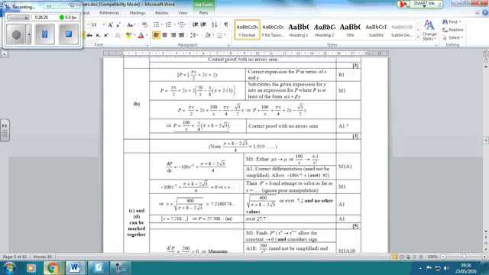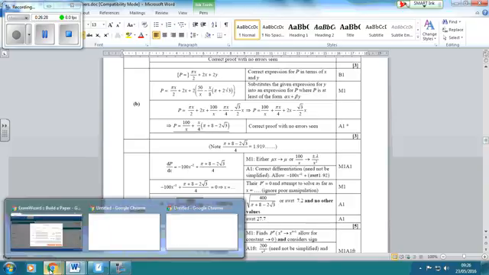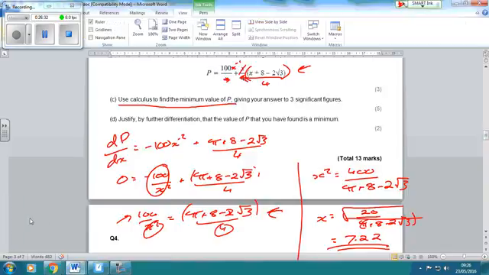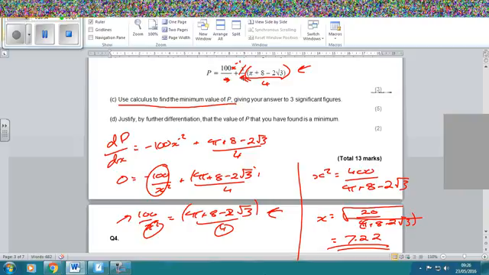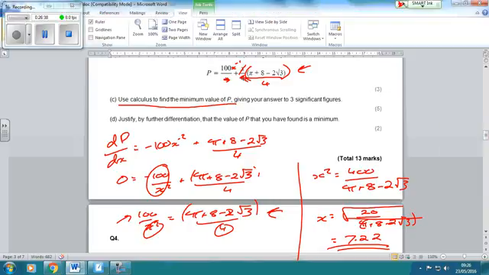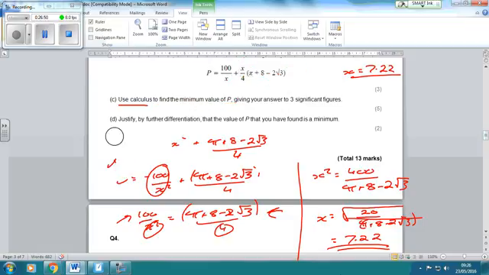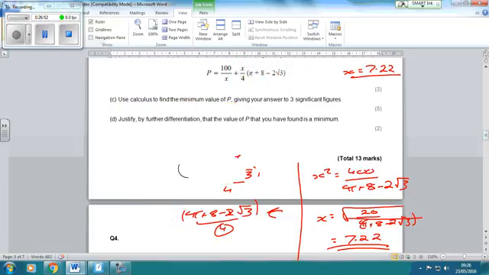Right, okay, so what we need to do is we then need to store that as our answer. Bear in mind here, we haven't answered the question yet. It says use calculus to find the minimum value of p. What we've done is we found x. So we know that x equals 7.22. That's not our minimum value of p. To find out what p is, we need to substitute our value of x into our equation.